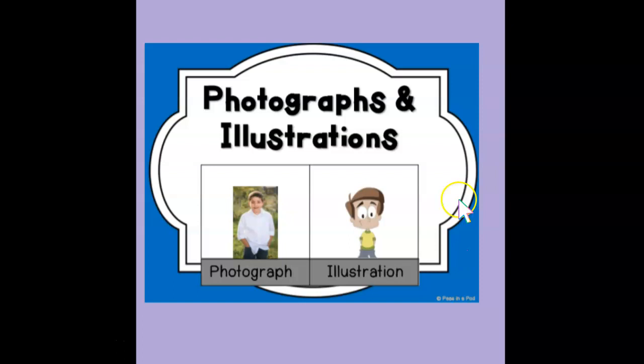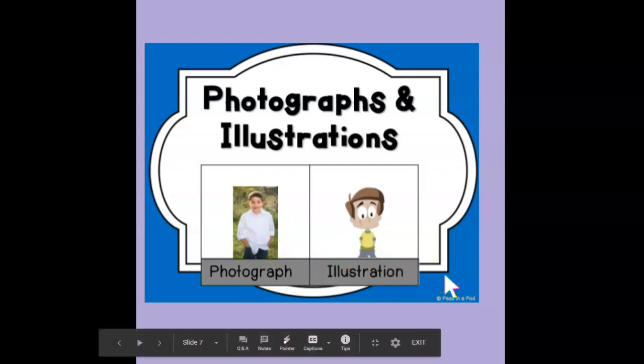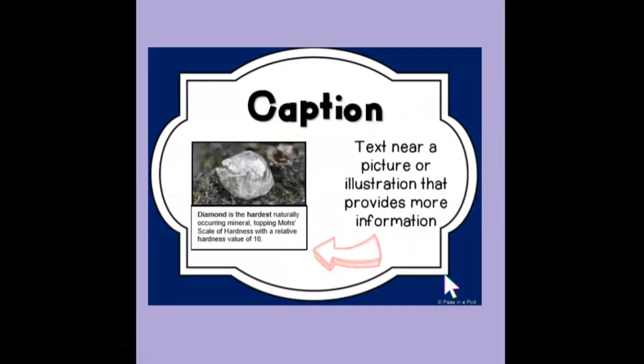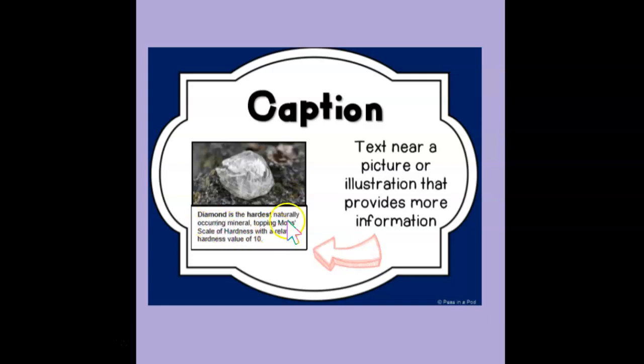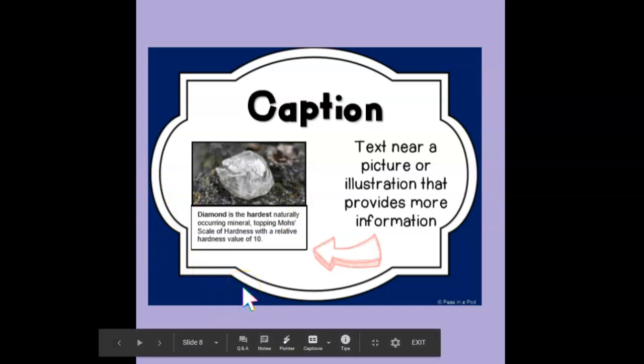Okay, you can have photographs, which are taken by a real camera, makes real pictures, or you can have illustrations, which are drawn by an illustrator. Both can be found. Usually photographs are more common, but you can find both. A caption. Captions are near the illustration or photograph. They can be below it, above it, or beside it. But they're going to give you more information about what you are seeing in the picture.